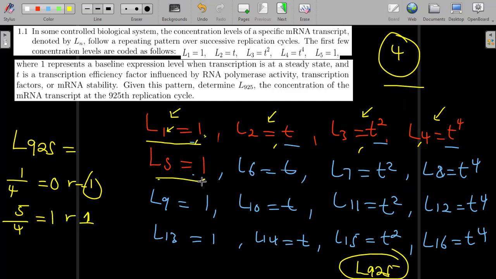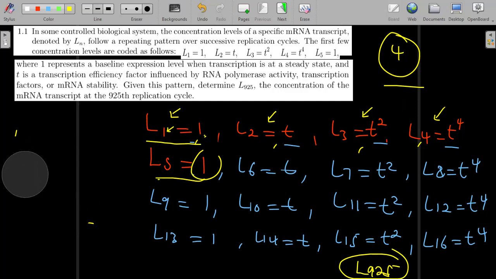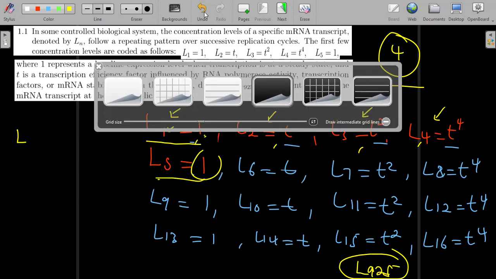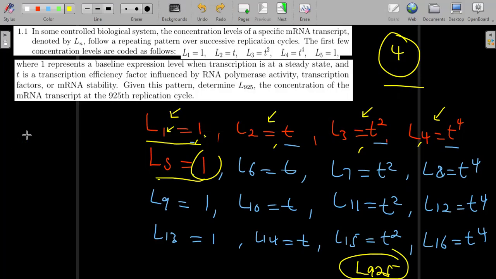No wonder L5 is also equal to 1. Okay, does it still work if I have L9? L9 means it will be 9 over 4. So how many 4s are in 9? It is 2, remainder 1. So this remainder is the one that you write there. Okay, I hope we are following the pattern.